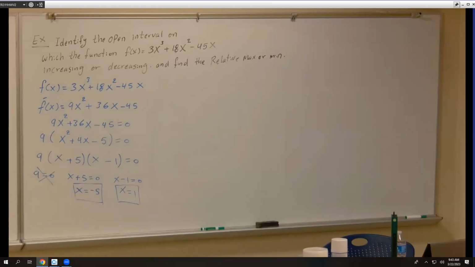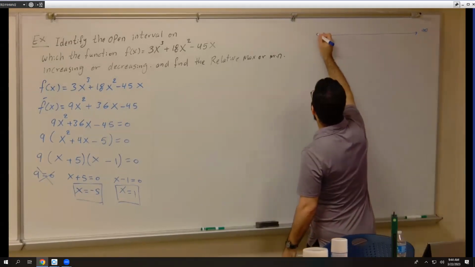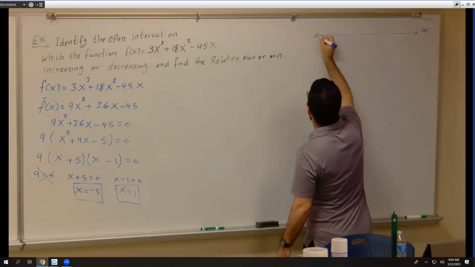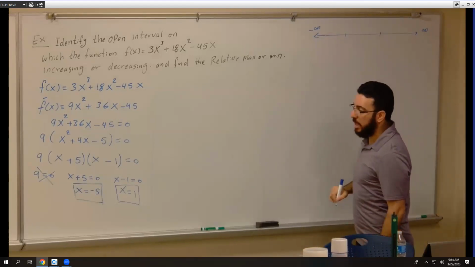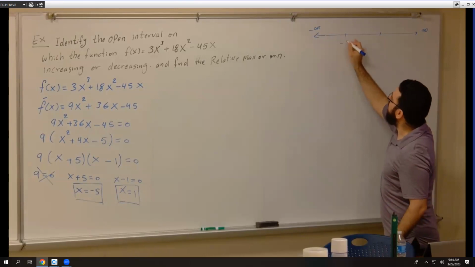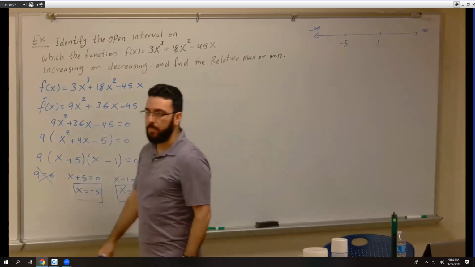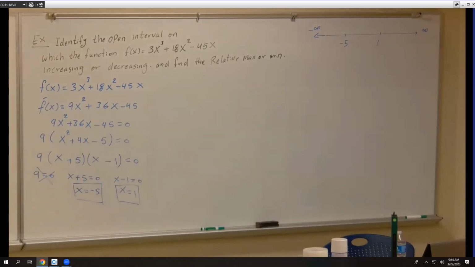So be careful when you write down the critical numbers on the line. This is positive infinity, and here is negative infinity. With 2 critical numbers, you always have to write down the smallest one first, because this is the x coordinate. So negative 5 here and 1 here. If you do the opposite, it's going to be wrong. So it's from the smallest number to the highest number. Now we need to find the intervals.